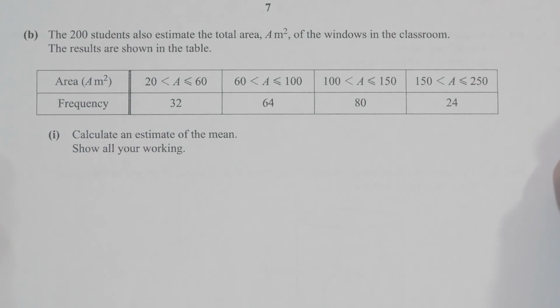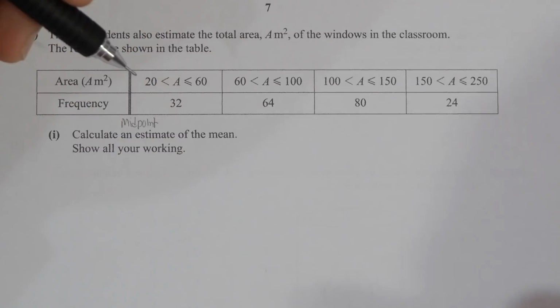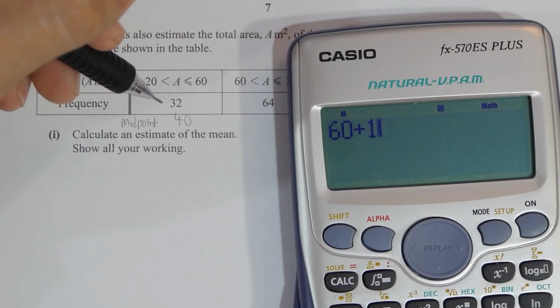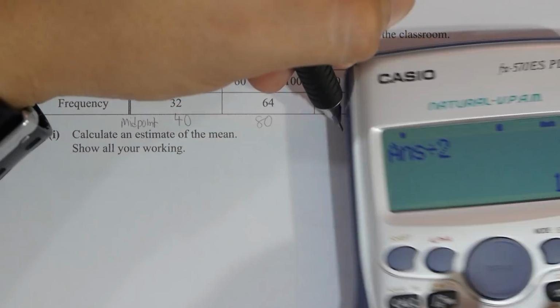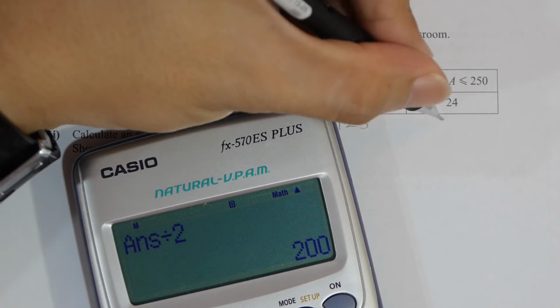So for the next question, first thing first, you are required to find the midpoint of each class. Then you multiply the respective midpoint with their frequency, add them up together, and divide by 200 to get the final result.